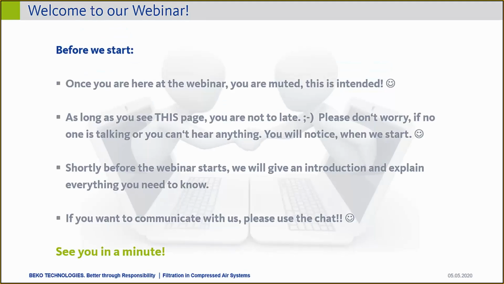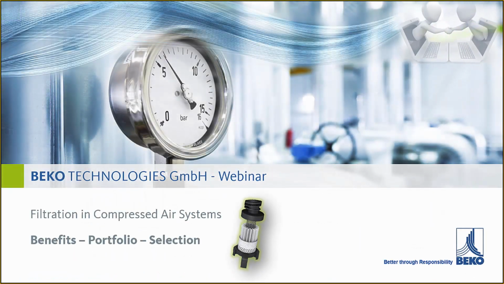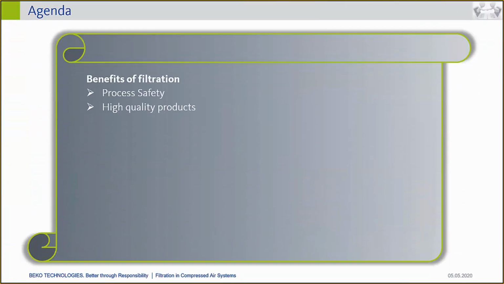So today's topic is filtration and compressed air systems. We will talk a bit about the benefits, the portfolio, and the selection. So what's on the agenda? On the agenda are the benefits. That means benefits for customers and distributors as well. Not so much in detail, but as a general idea of how different people think about the benefits in terms of filtration.